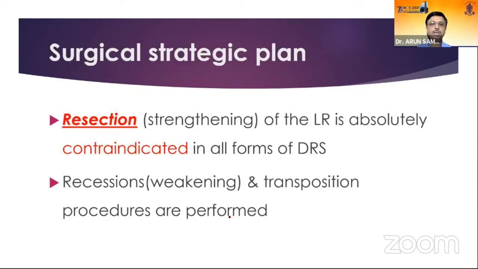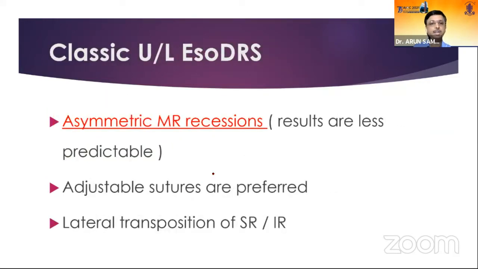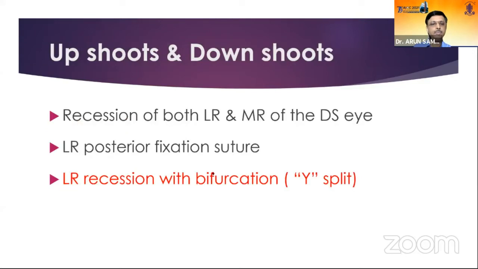We have always to remember here, we should never do a resection, a strengthening procedure, of the lateral rectus. Because I've told you time and again, the lateral rectus muscle is the muscle at fault. Whenever you try to strengthen the lateral rectus muscle, you will end up with serious problems. All the co-contraction, the globe retraction, the narrowing and widening of the palpebral aperture, everything will get worsened. So you should never touch the lateral rectus. You should never do a resection of the lateral rectus. The only procedure you can do on a lateral rectus is a recession, that is weakening of the lateral rectus. And I also showed you the upshoot and downshoot.